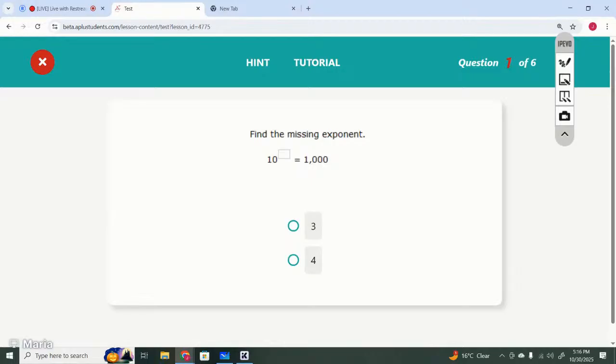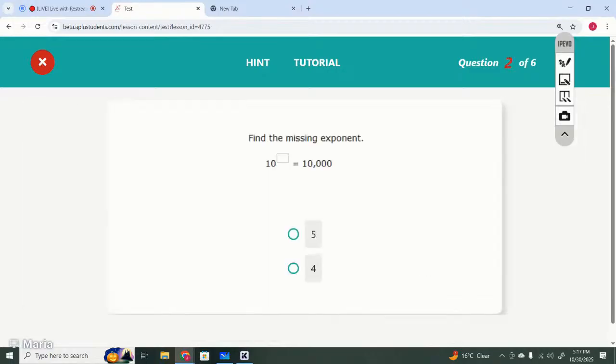Okay, find the missing exponent. So when we have to find the missing exponent and on the other side we have the zeros, we simply have to count the number of zeros. So that would be 10 exponent 3 equals 1000. Option number 1 is the correct option. The exponent must be 3.